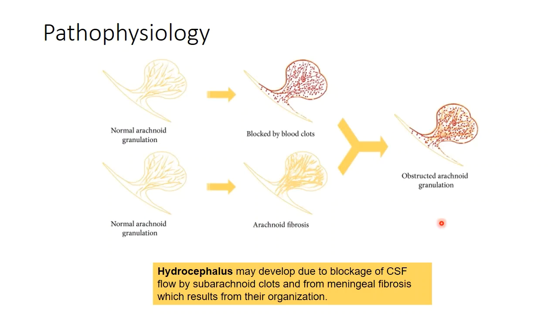As a result, what happens? There is a blockage of the CSF flow, and that results in hydrocephalus. So hydrocephalus results from two things to remember. One is the blockage that is produced by the blood clot and the arachnoidal fibrosis.